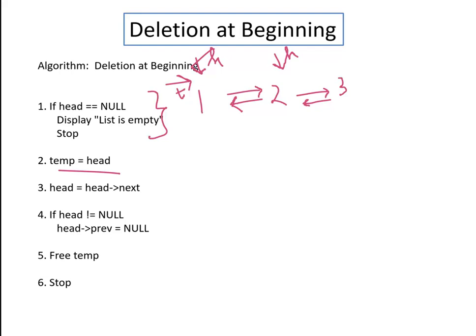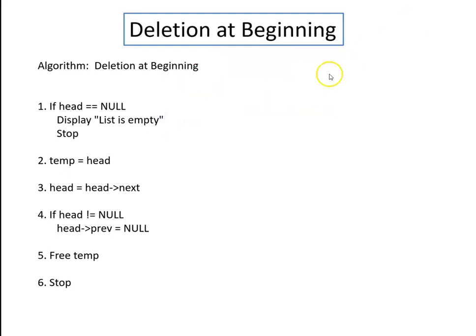Head's previous. So this is the head now. So a node has three parts: data, previous, and next. Now head's previous is equal to null. So this head's previous is made null and this is freed. Free temp. Temp is pointing to node 1 and this is freed. So this is how you delete at the beginning.